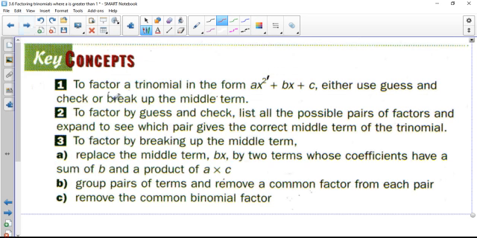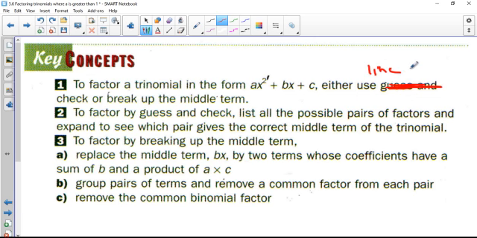Okay, so some of the key concepts. Use guess and check. Yeah, don't use guess and check. Just call it the line method, or breaking up that middle term. Don't worry about guess and check. Again, you still have to list all possible factors. If you're doing that line method, you should just determine what two numbers multiply to this one and add to this one.